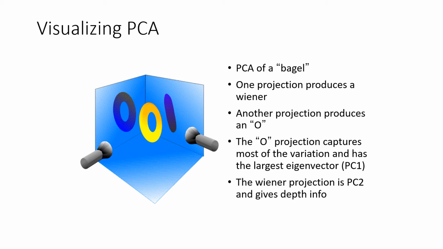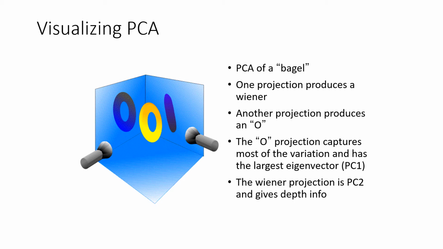Another way of thinking about PCA is to think of something that has a 3-dimensional shape and how it can be projected onto 2-dimensional screens. Let's take an example of a donut or a bagel, and we suspend it in space and shine a light on the bagel. One way, we can get the shadow forming an O, which is the characteristic shape of a bagel. If we illuminate the bagel on the other side, we'll produce something that looks like a sausage.